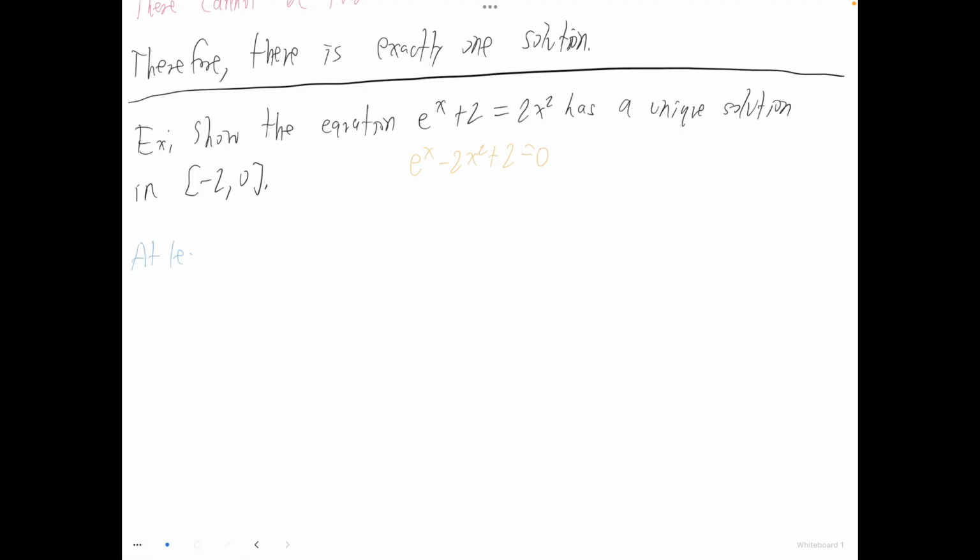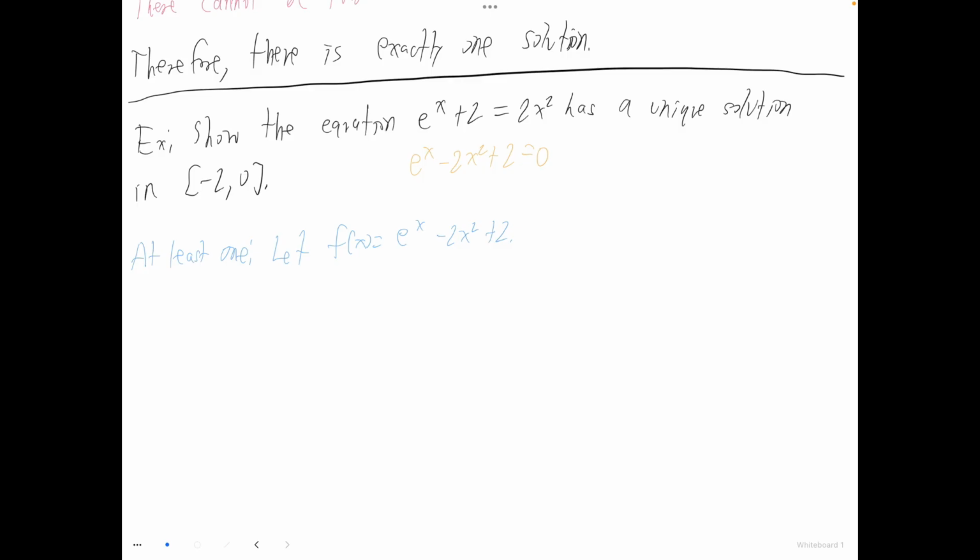So first we're going to show there's at least one. Once again, this is going to be the intermediate value theorem. So we're going to let f of x be e to the x minus 2x squared plus 2. And so we want to show that this is 0 somewhere.